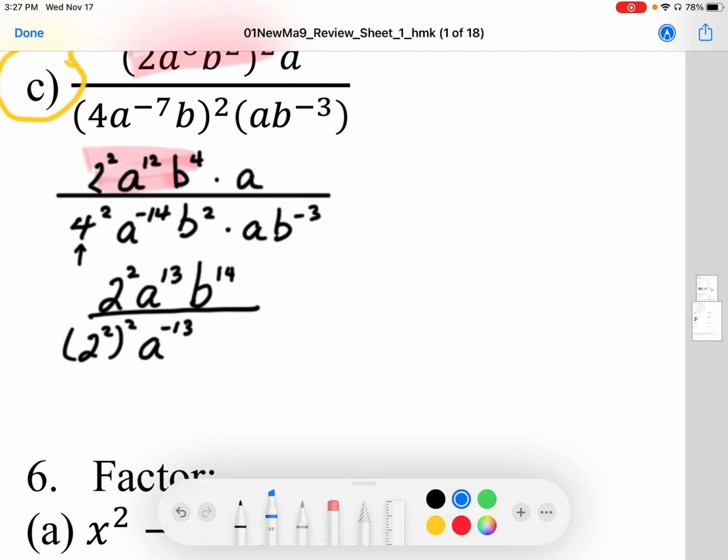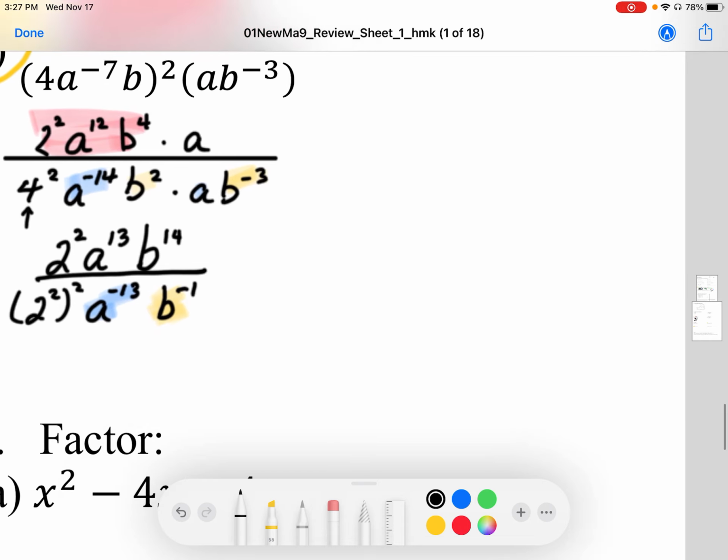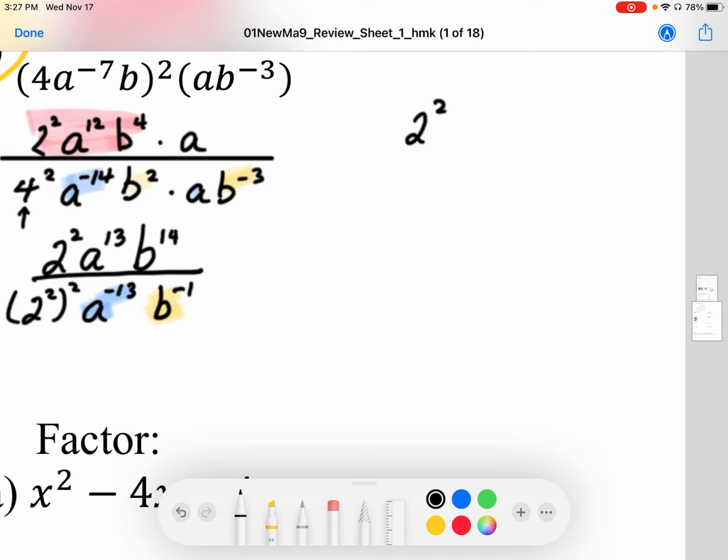Okay, so just make sure I'm keeping track of things, I've dealt with that and that together to make that. I'm going to put my b's together. I've got b and b, so that's going to end up being my b here. So b squared, b multiplied twice, b divided 3 times is going to be negative 1, or divide once. Okay, so I'm going to just do it over to the right hand side here. This is 2 squared. I'm going to combine my a's, so it's going to be a to the 13 minus negative 13, so it's going to be positive 26.